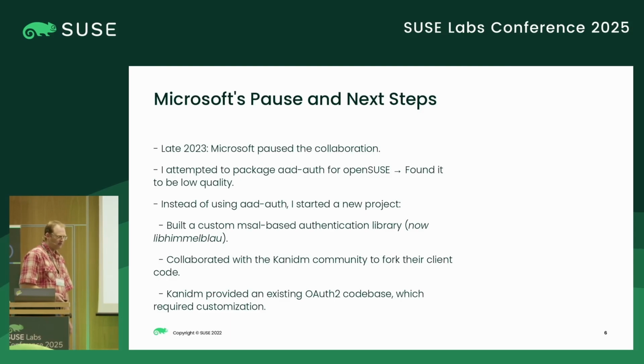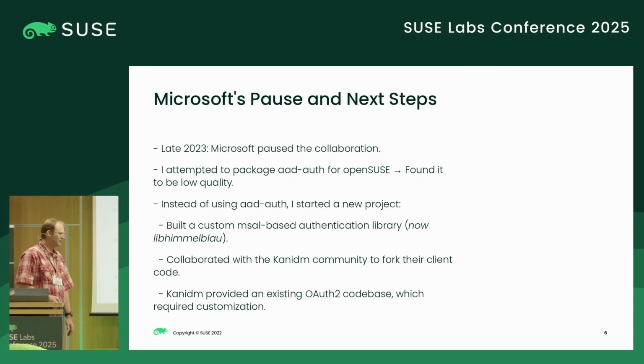Around late 2023, Microsoft paused the collaboration efforts, which had just drawn on in endless meetings at that point. I did attempt to package Canonical's AAD Auth for OpenSUSE, and I found it to be really low quality, like I mentioned. So I started a new project, which I originally called MSOL for Rust. It's been renamed Himmelblau after the project that implements it now. Then I collaborated with William Brown and the Kanidm team, and I forked their client code because Kanidm provides an OAuth2 client, and it was a suitable fit for a Himmelblau client.